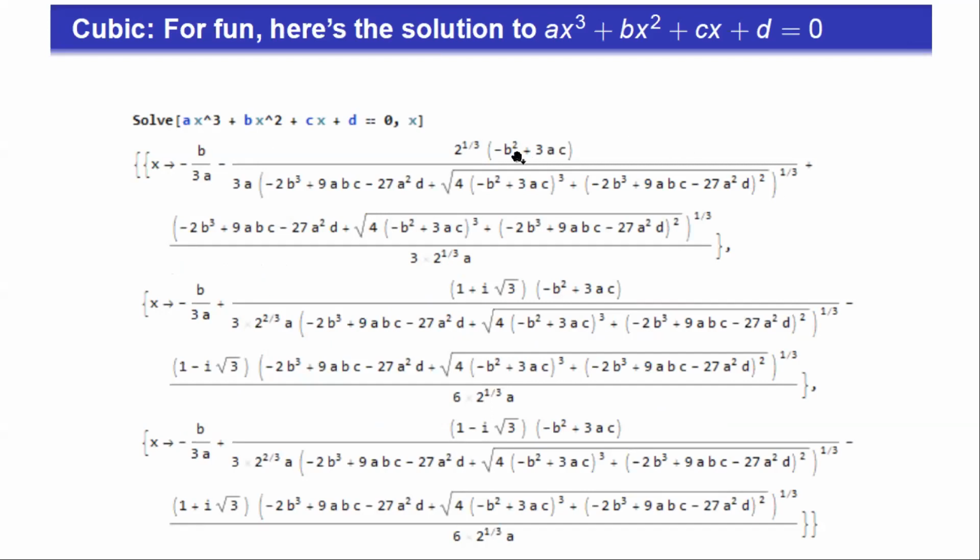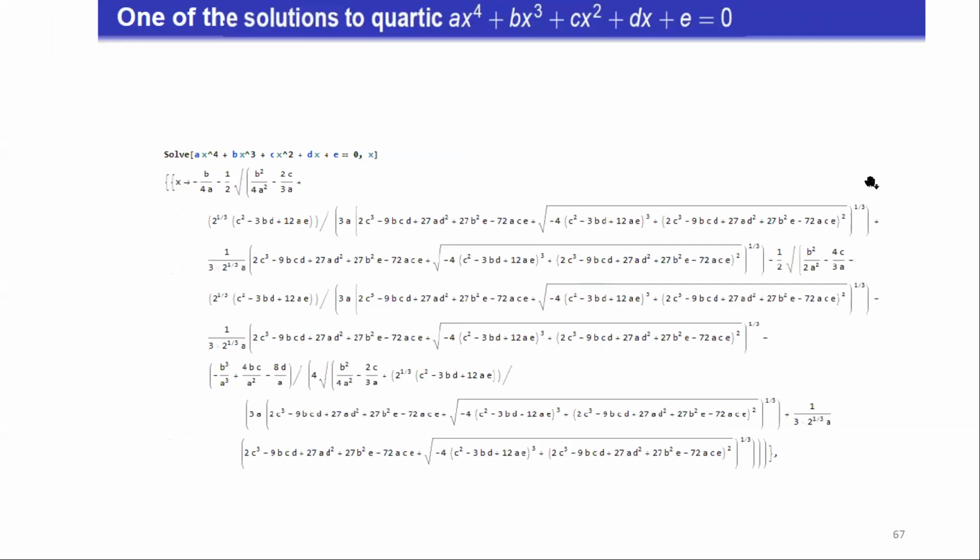And they involve i, which is the square root of negative 1. So you can see the i over here. What is the square root of negative 1? It's not a real number, because i times i is negative 1, and no real number times a real number is negative. So here's just one of the solutions for the quartic.